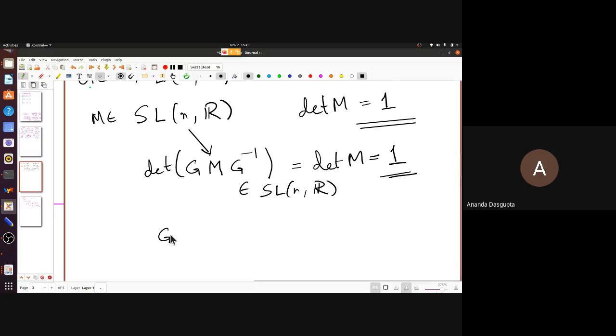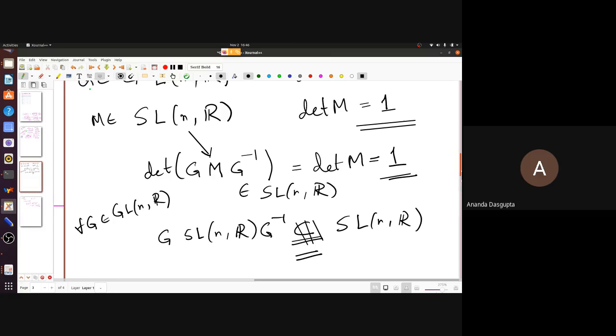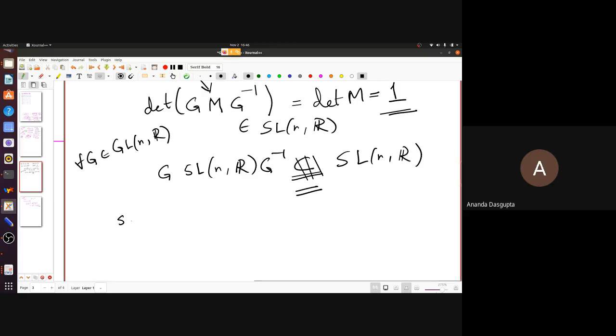So, what we really have is, for all capital G belonging to GL(n,R), all non-singular matrices, G times the set SL(n,R) times G inverse, which is just a shorthand way of saying G M G inverse for every M in this, is actually in SL(n,R). And as I said, this is all you have to prove. Because this is true for all G, you can easily show that because it's a subset, it's also equal. So you don't have to say subset, they're the same. So SL(n,R) is a normal subgroup. So that's one.